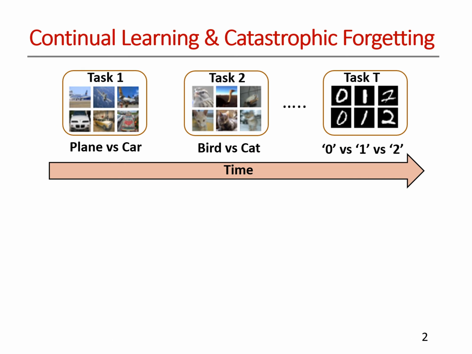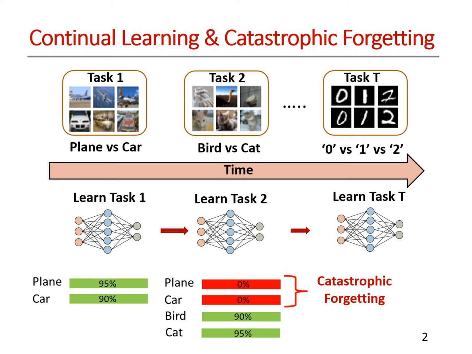In continual learning, a network learns from a sequence of tasks over time. In this work, a task is a classification problem. The major challenge in this setup is catastrophic forgetting, where the network can only remember the current task perfectly but forgets all the old tasks. This problem is known as catastrophic forgetting.